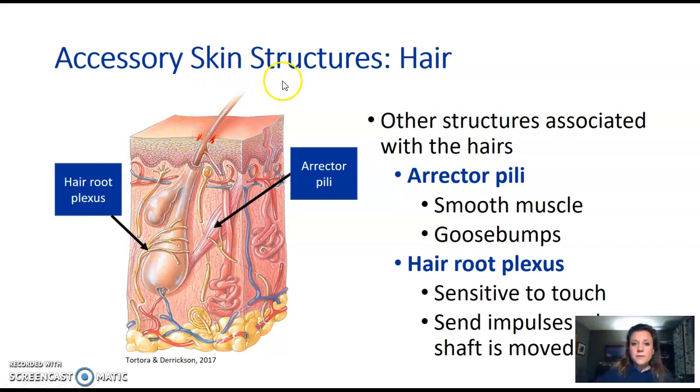And then also associated with the hair follicle is the hair root plexus, as you can see in the picture. And the hair root plexus are simply nerve endings. And whenever the shaft is moved, then it's going to send nerve impulses to allow our brain to know that something is moving nearby us.